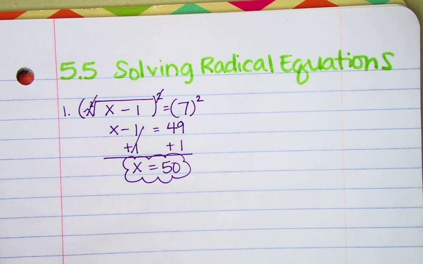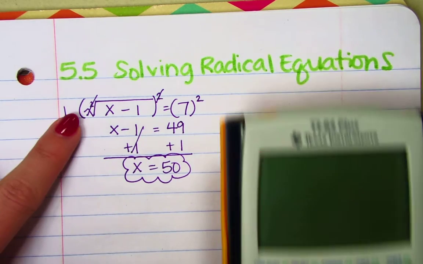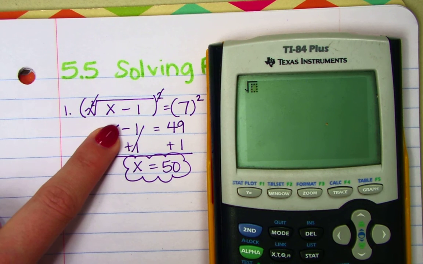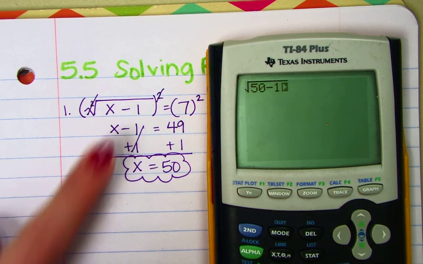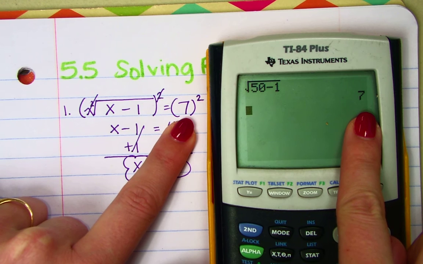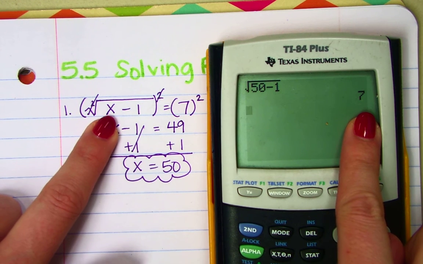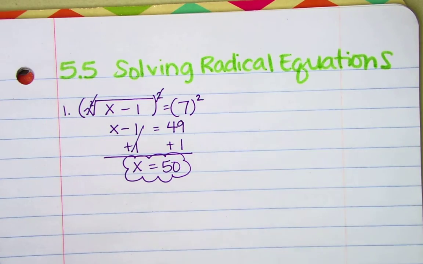Remember, we can always check these by plugging it back in. If I do the square root of 50 minus 1, it gives me 7, what I had here. I just plugged in my answer where the x is in the problem. All right, we're going to do 6 problems today.